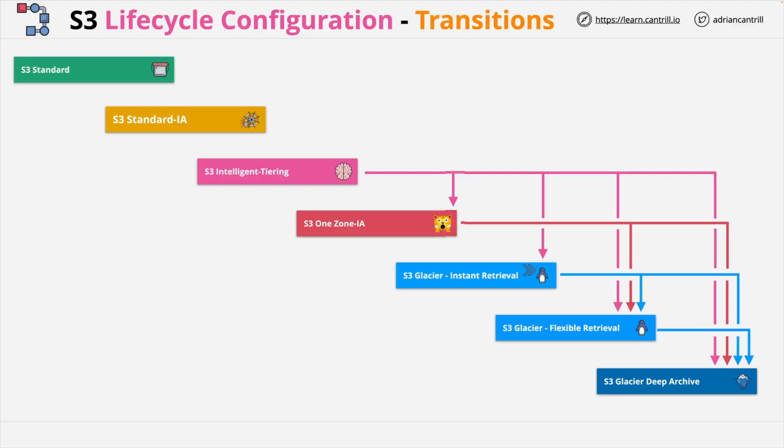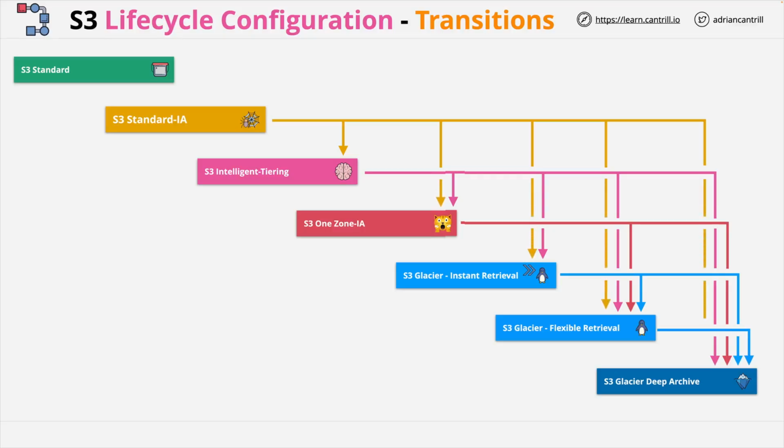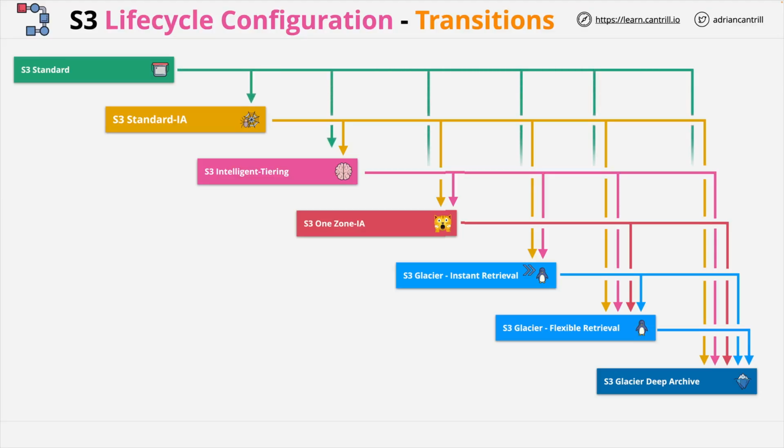Then we've got standard infrequent access, which can transition into more classes still, so intelligent tiering, one zone infrequent access, Glacier instant, Glacier flexible, and Glacier deep archive. And then finally, we've got S3 standard, and this can transition into all of the other classes. So transitioning flows down like a waterfall, but generally you won't go directly.